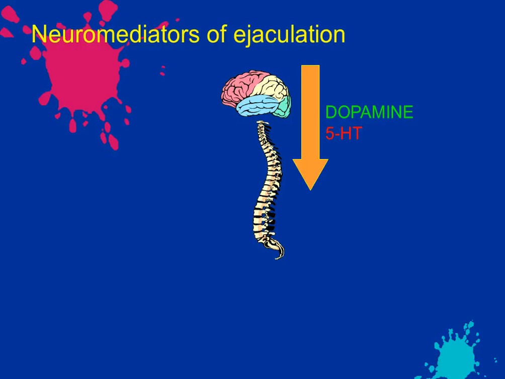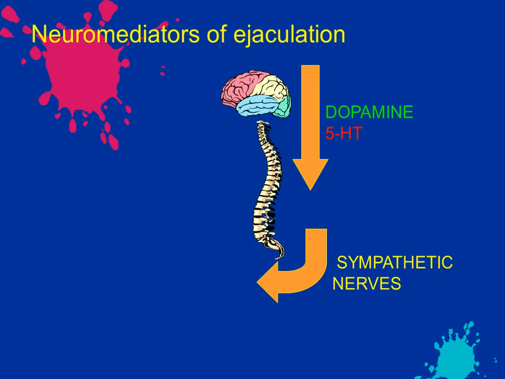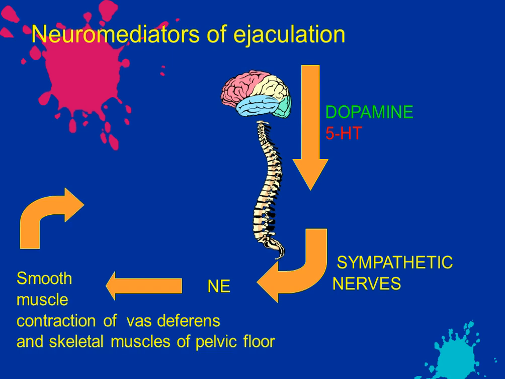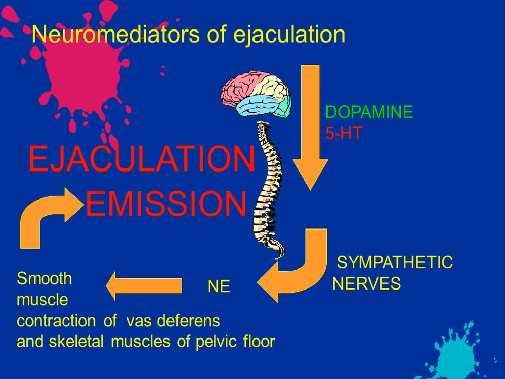Okay, so you see other neurotransmitters now involved. Sympathetic nerves, so again, each one of the two autonomic nervous systems is a little bit different thing here. More norepinephrine. Smooth muscle contraction of the vas deferens, again, for emission. And then skeletal muscles, ejaculation. And here are our two last things.